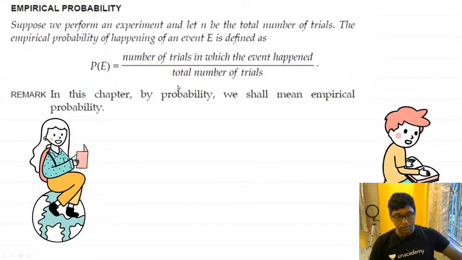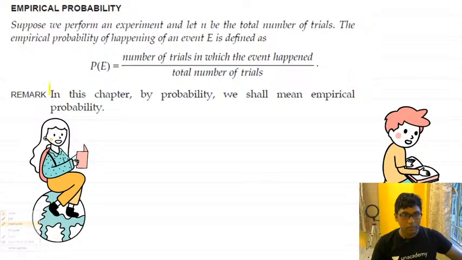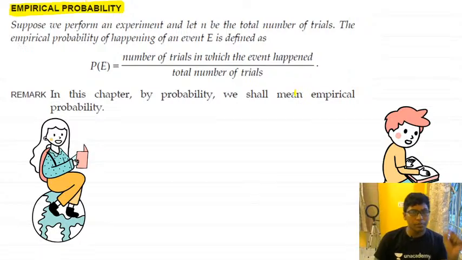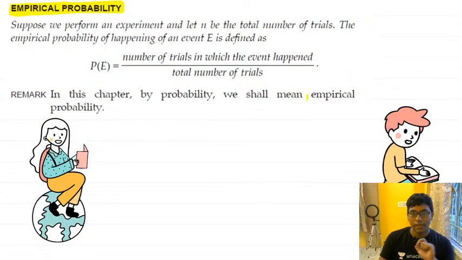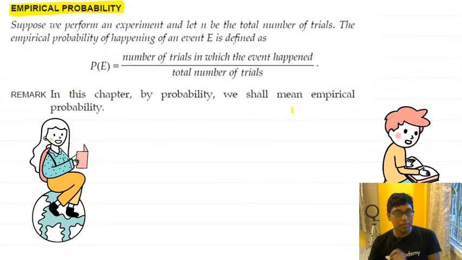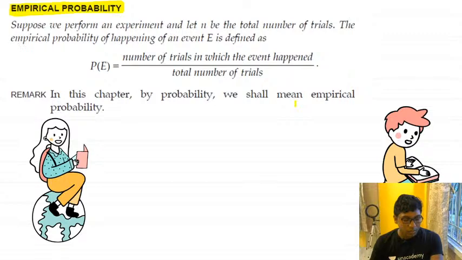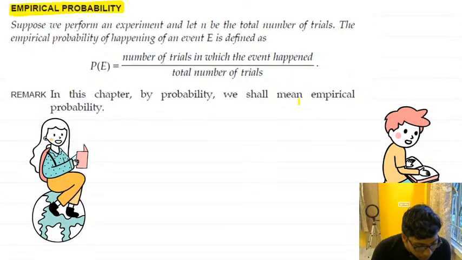Now the formula. This is the empirical probability formula. It says, suppose we perform an experiment, and let n be the total number of trials. The empirical probability of happening of an event E is defined by the number of trials in which the event happened divided by the total number of trials.